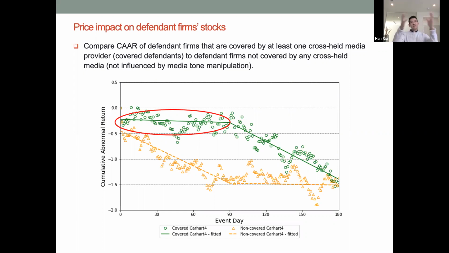So this flat period for the green line is what we call the freeze-out period. This freeze-out period stabilizes the stock price and therefore can provide the potential opportunity for the cross-holding institutions to gradually unload their positions on the defendant firm before the defendant firm's stock price drops again.